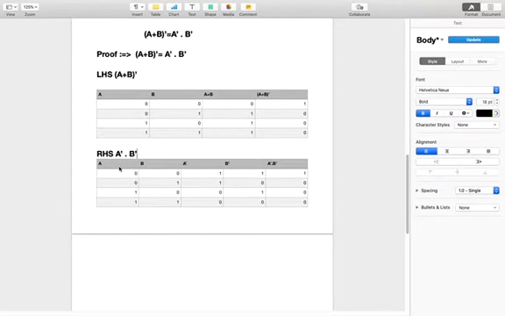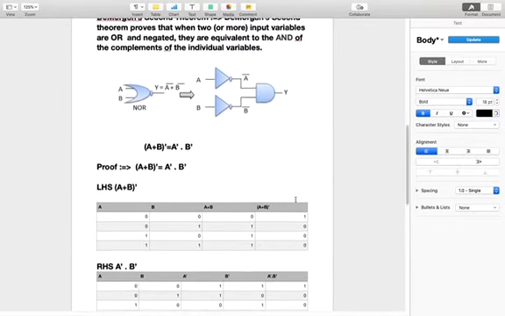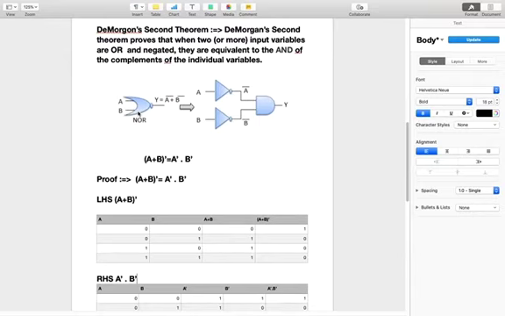Here are our two input variables A and B. First we find A not, which equals 1 1 0 0, and B not equals 1 0 1 0. Now we find A not dot B not: 1 into 1 equals 1, 1 into 0 equals 0, 0 into 1 equals 0, and 0 into 0 equals 0. So this is our LHS and this is our RHS, and both are equal. This is the diagram of De Morgan's second theorem: the NOR gate equals the individual NOT gates and their multiplication, an AND gate.